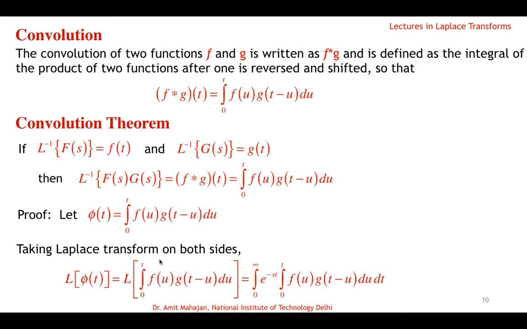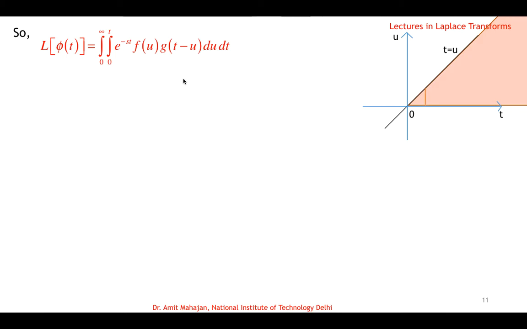By definition, the Laplace of any function is the integral from 0 to infinity of e to the power minus st times that function, and that function here is this integral dt. So I can just rewrite the exponential inside to write this as a double integral, and then we will draw the double integral in the ut plane. So the Laplace of phi t is this double integral of e to the power minus st f of u g of t minus u du dt.